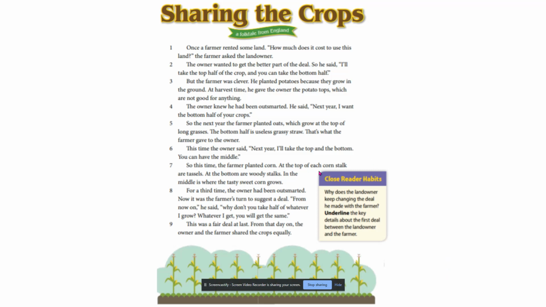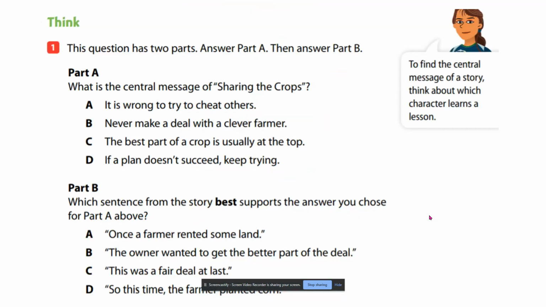If you have the chance, take a look at the purple box, Close Reader Habits. These are good skills for readers to use. Underline any key details that will help you understand the text better. Then you will answer question number 1, which has 2 parts, so be very careful.